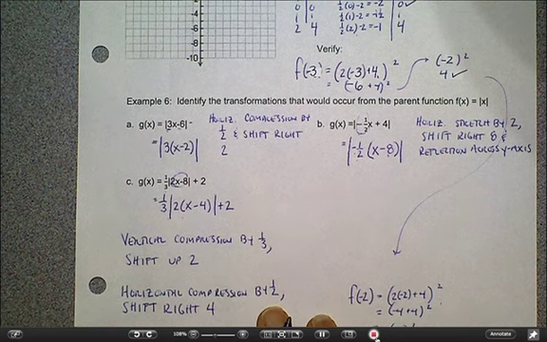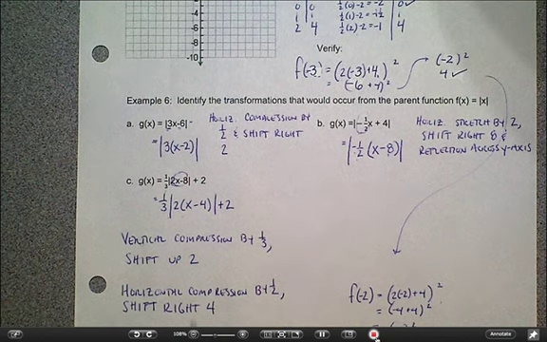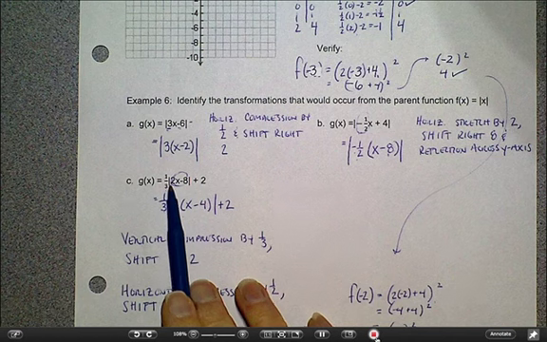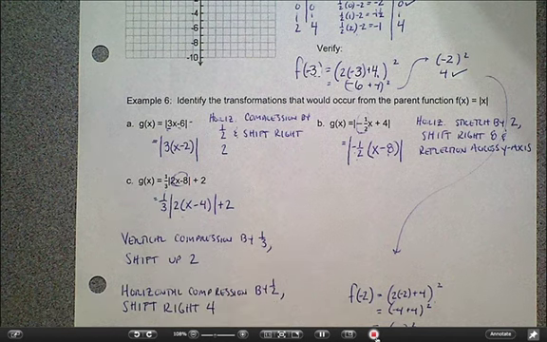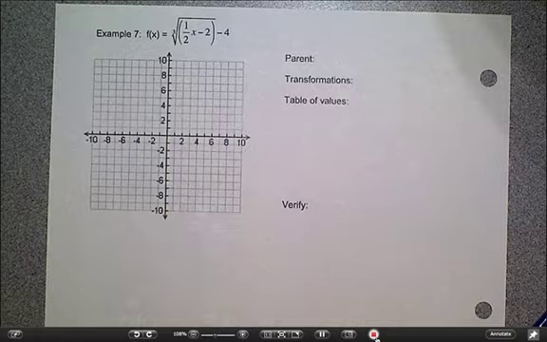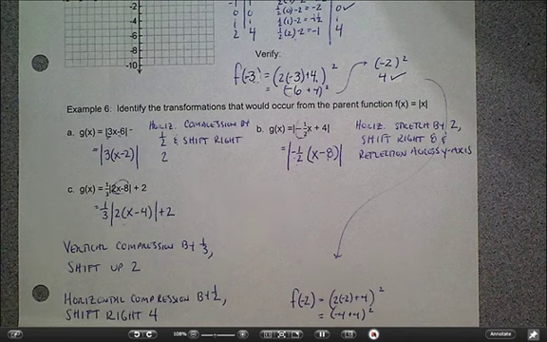Alright, so again, always factor out that stretch or compression value horizontally before deciding on the transformations that have to occur. Don't do that vertically. Okay. So, if you would go ahead and try example 7 and give it a pause here, and then we can go take a look at it.